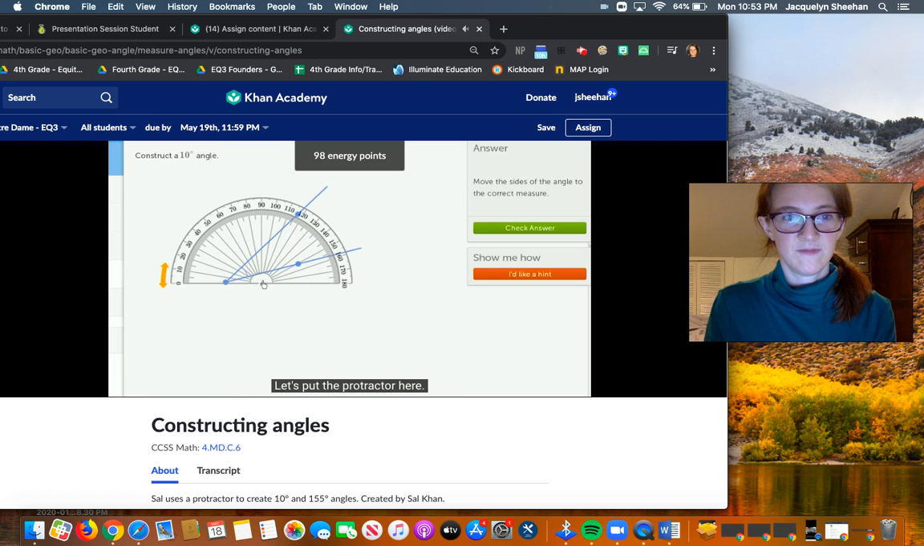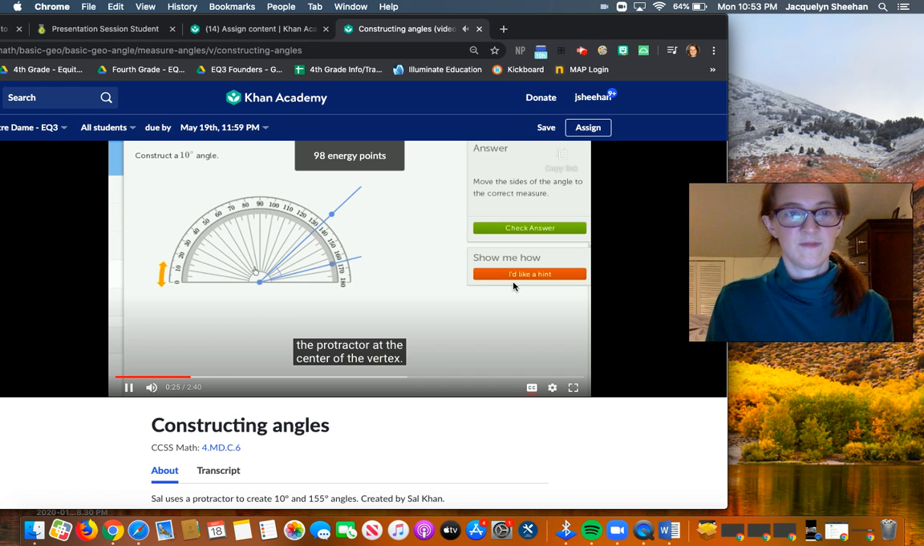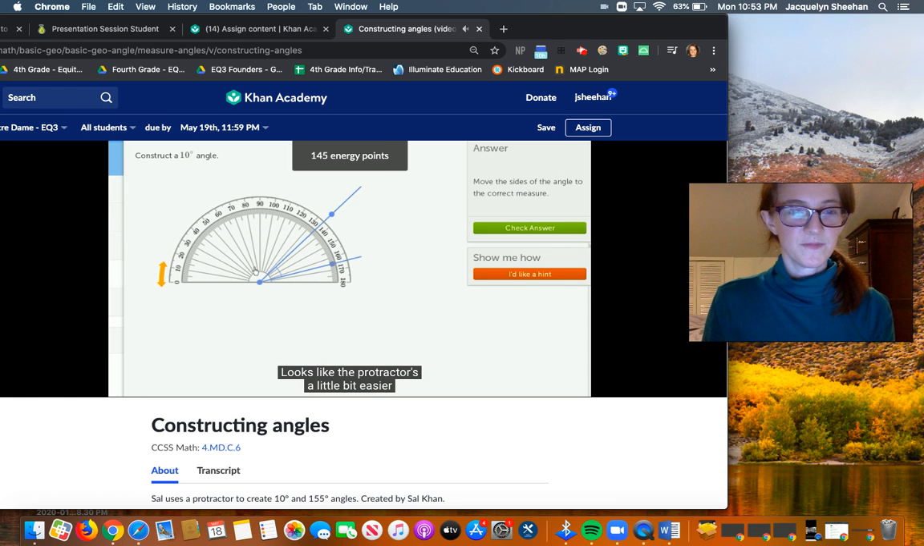Let's put the protractor here. Let's put the vertex of the angle at the center of the protractor. Another way to say it, at the center of the protractor, at the center of the vertex. Looks like the protractor is a little bit easier to manipulate, so let's do that there.